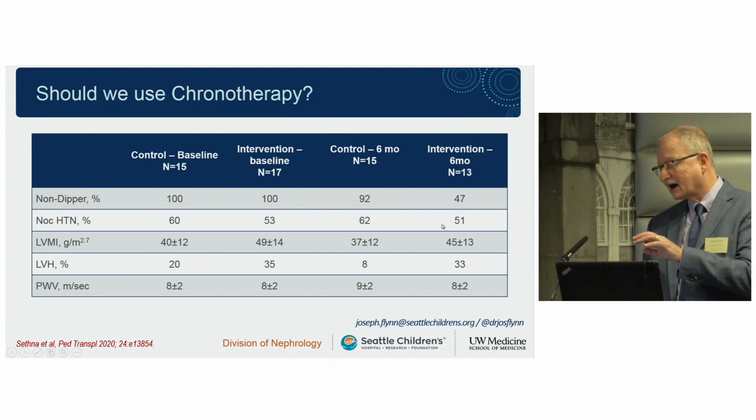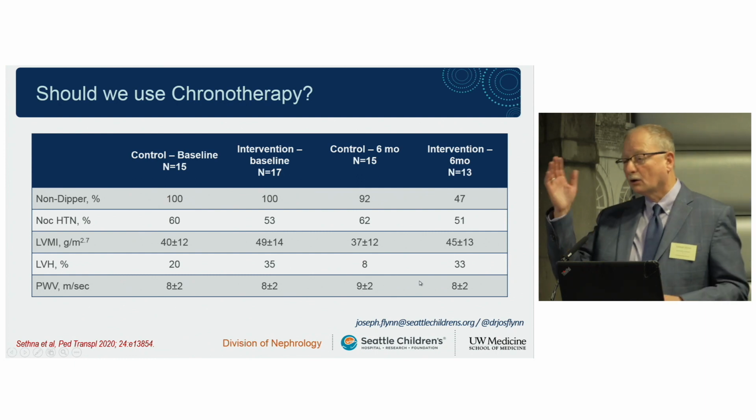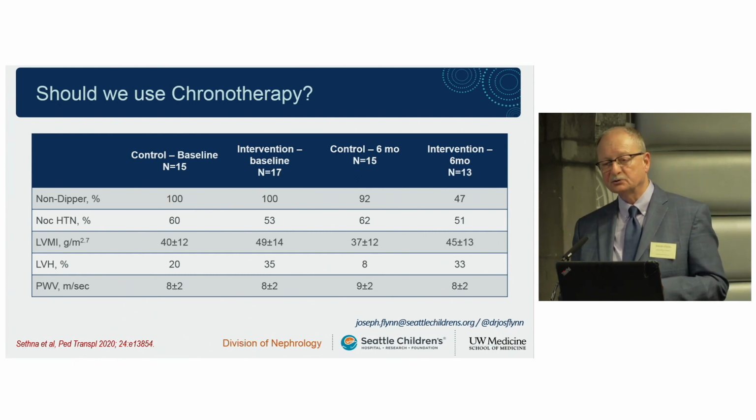But they still had a lot with nocturnal hypertension, and maybe this was the problem. Their LV mass didn't really change, 49 to 45. The percentage with LVH didn't really change, 35 to 33. And then their pulse wave velocity, because they looked at that as well, didn't change. And so although they got the patients to drop their blood pressure, they didn't see any benefit.